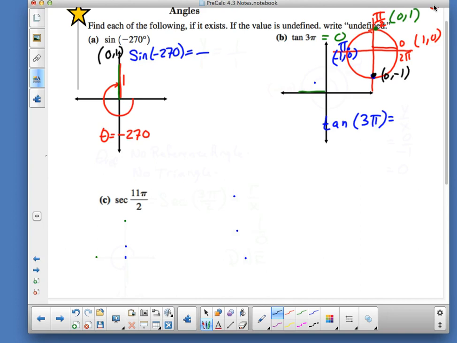And by the way, that's 3 pi over 2. That's 1, 2, 3 pi's over 2. Okay, are you all right with that? Are you okay with the coordinates that we've been working with so far?